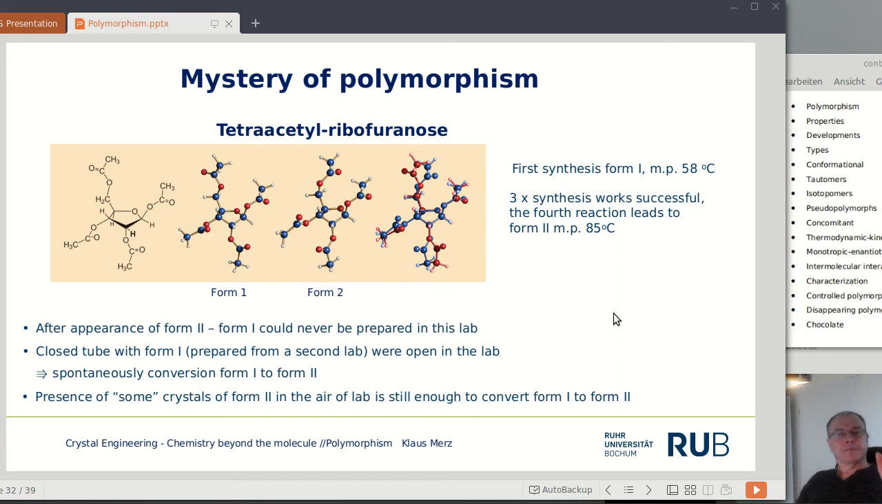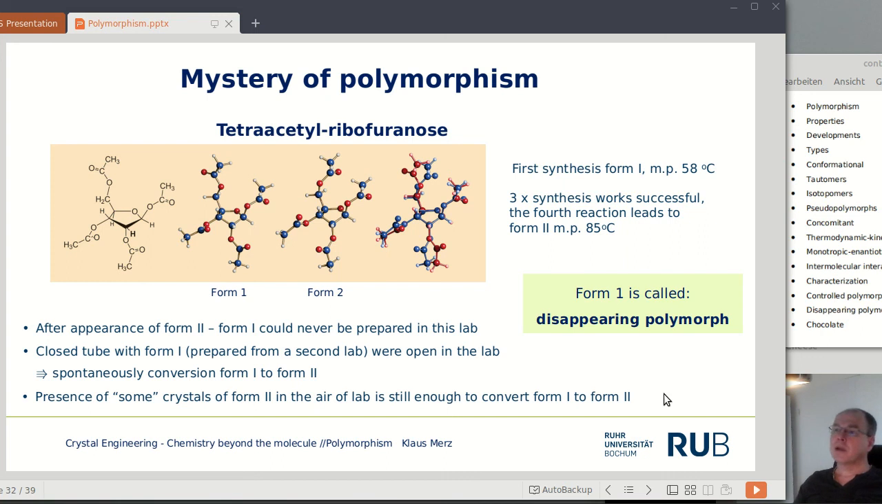What's the reason? The reason is there's only some crystal nucleus, nearly nothing, in the atmosphere, in the air, in the lab, of the first lab. And this is still enough. There's this seeding effect. Still enough, there's this seeding of nucleus of form 2 directly, spontaneously switch the whole batch from form 1 to form 2.